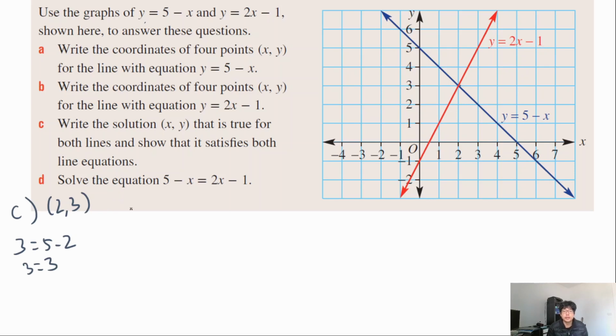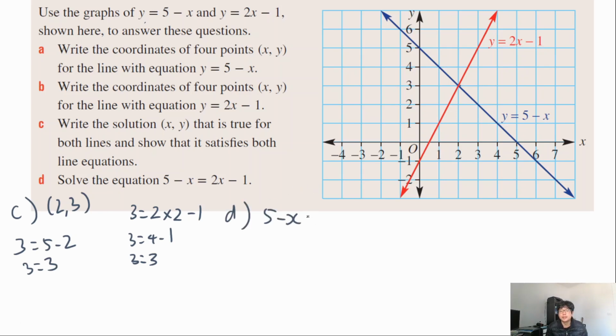And the last one, y equals 2x minus 1. 3 goes into the y again. 3 equals 2 times 2 minus 1. That'll be 3 equals 4 minus 1. That gives me 3 equals 3. Once again, left hand side equals right hand side, so that looks good to me. And the last one, D, solve the equation 5 minus x equals 2x minus 1.